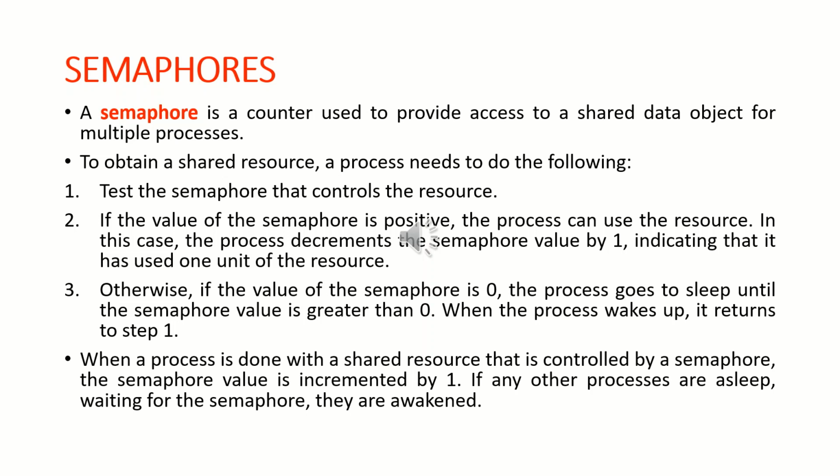Otherwise, if the value of the semaphore is 0, the process goes to sleep until the semaphore value is greater than 0. When the process wakes up, it returns to step 1, once again testing the semaphore that controls the resource. Same step. If it is a positive value, you can use the resource and decrement by 1. If it is 0, then the process goes to sleep and is woken up when it is required.